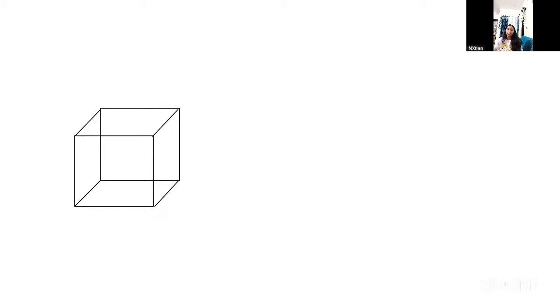Can you see this figure that I have made? Yeah. What is this? This is a 3D square. Okay. This is a 3D square.